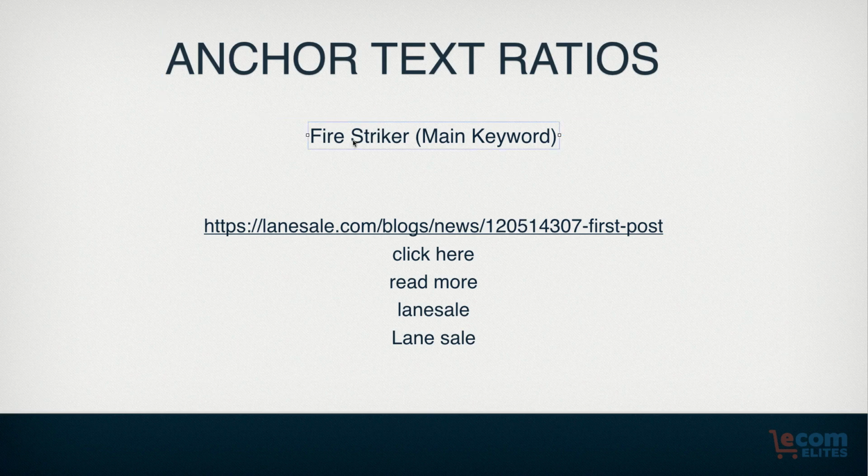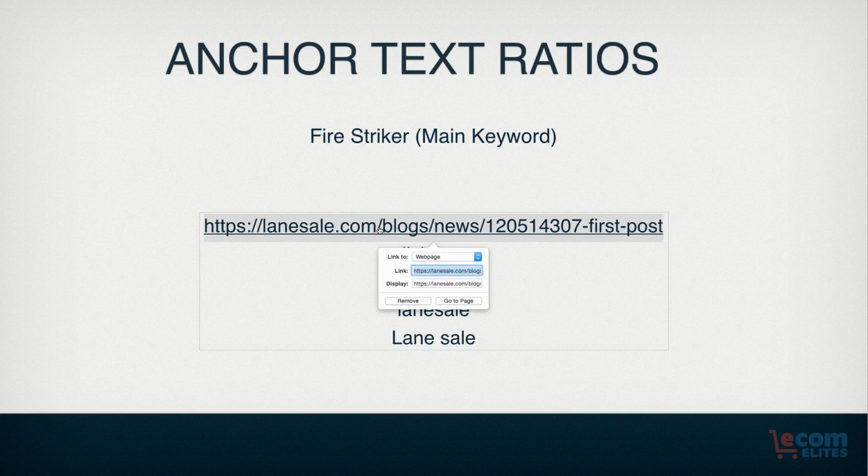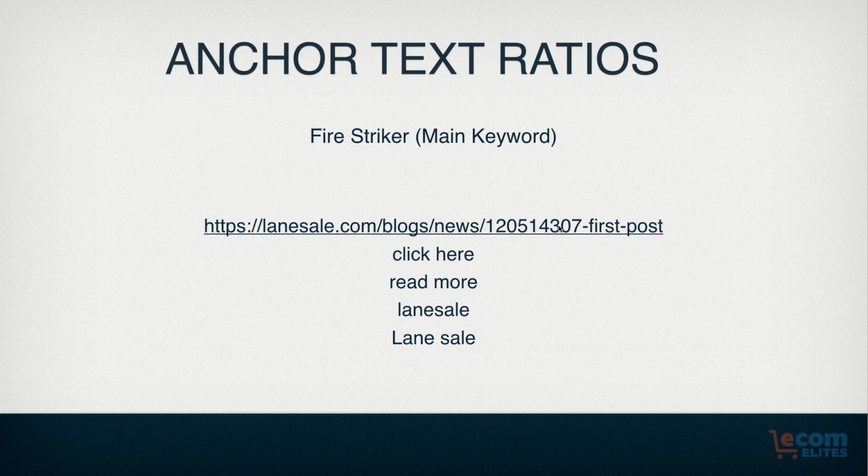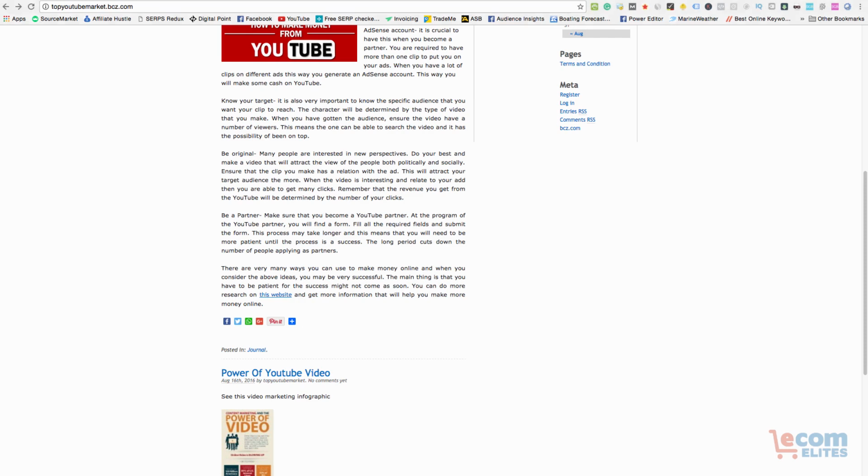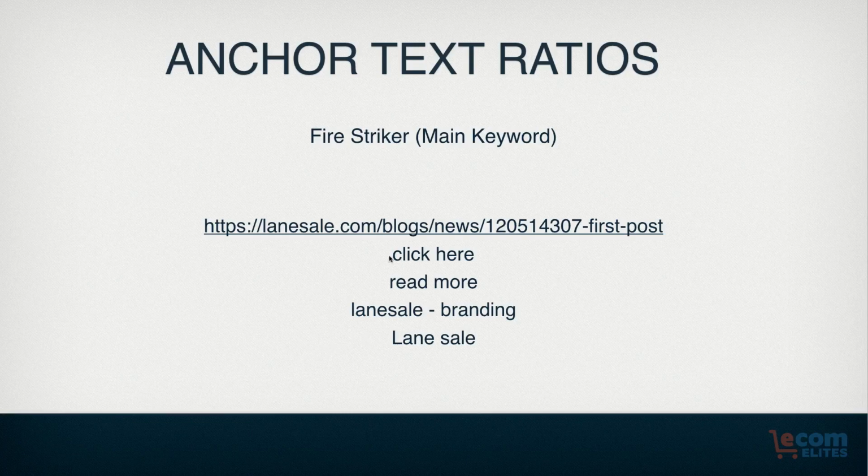Now, an anchor text tells Google what your website's about, but things have changed. If you use the main anchor text, main keyword too many times, you will get taken off Google. They're going to wipe you off. So this is what we do. We use things like the blog URL, okay? Then we use generic anchor texts like click here, read more, lane sale, which is the brand, so just branding. This is branding. Don't actually use that, but this is branding, okay? And then generic ones like this. See this website, and it goes back to my website, okay? So generic, branding and URLs. These are the ones we use before we use our main keyword, okay?